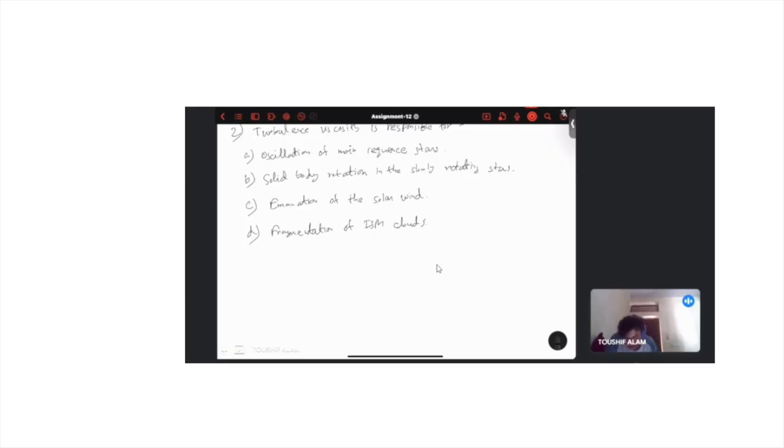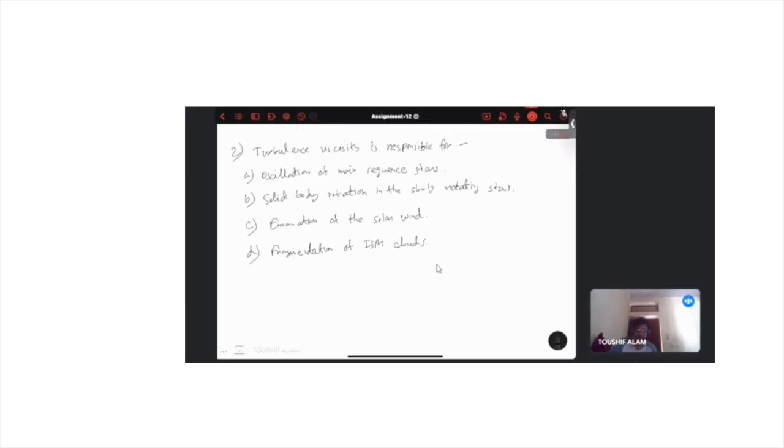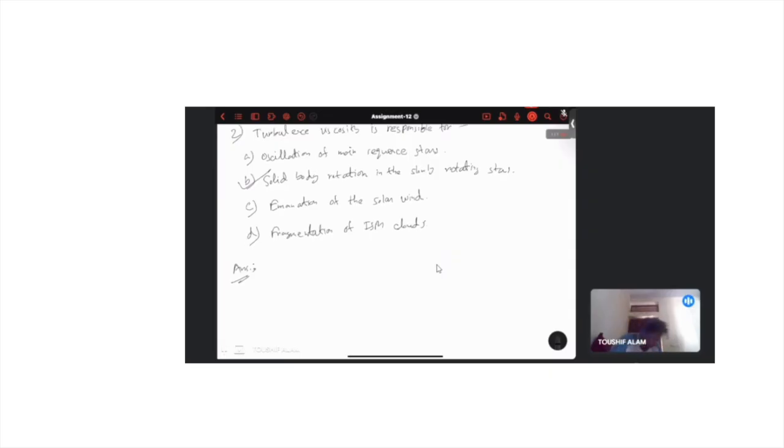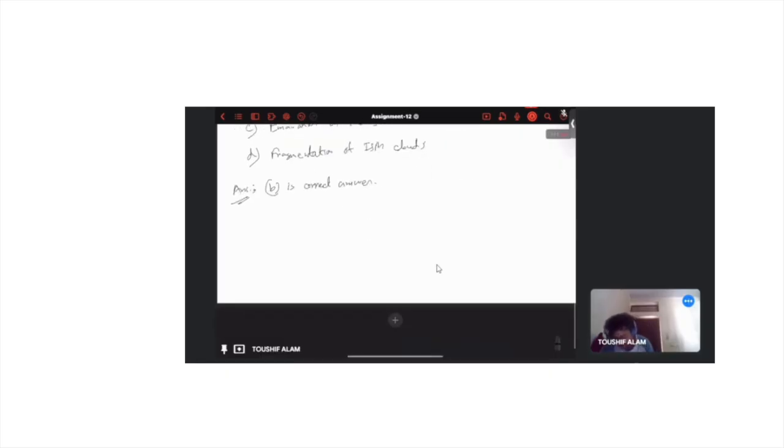So turbulent viscosity responsible for, basically it is turbulent viscosity. We have discussed the viscosity in our earlier discussion session, so I am not describing that again, unless you have any problem in understanding any part. So turbulent viscosity is responsible for basically solid body rotation in the slowly rotating stars. I think we have done this. I've done the assignment earlier. Okay, so yeah.